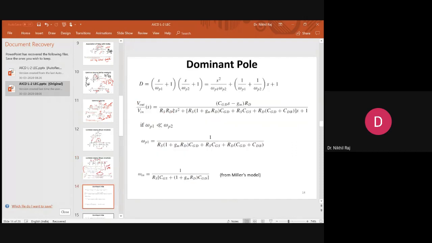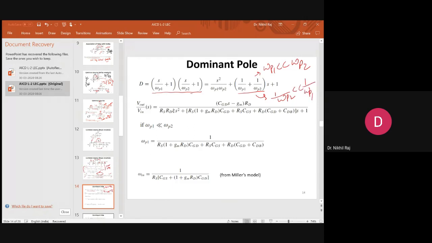Suppose a system has two poles, represented in this form: 1 plus s by omega p1, into 1 plus s by omega p2. If one of the poles is very small compared to the other, then this product can be made equivalent to just one of the poles. Here it is shown that if omega p1 is very much less than omega p2, then 1 by omega p2 will be very much less than 1 by omega p1.